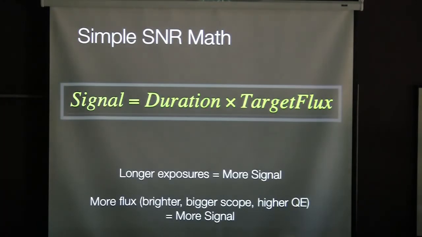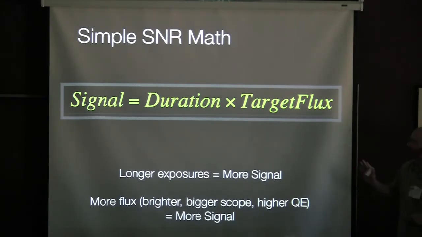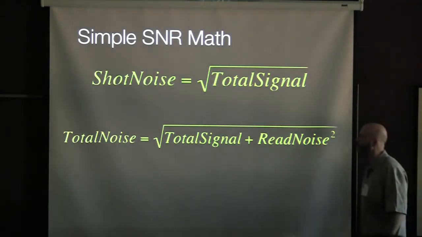So we're going to take this equation here, and one take-home message from this is that longer exposures are going to mean more signal. And more flux, a brighter target, a bigger scope, a higher QE is going to equal more signal as well. So that's one way we're going to be able to boost this equation.